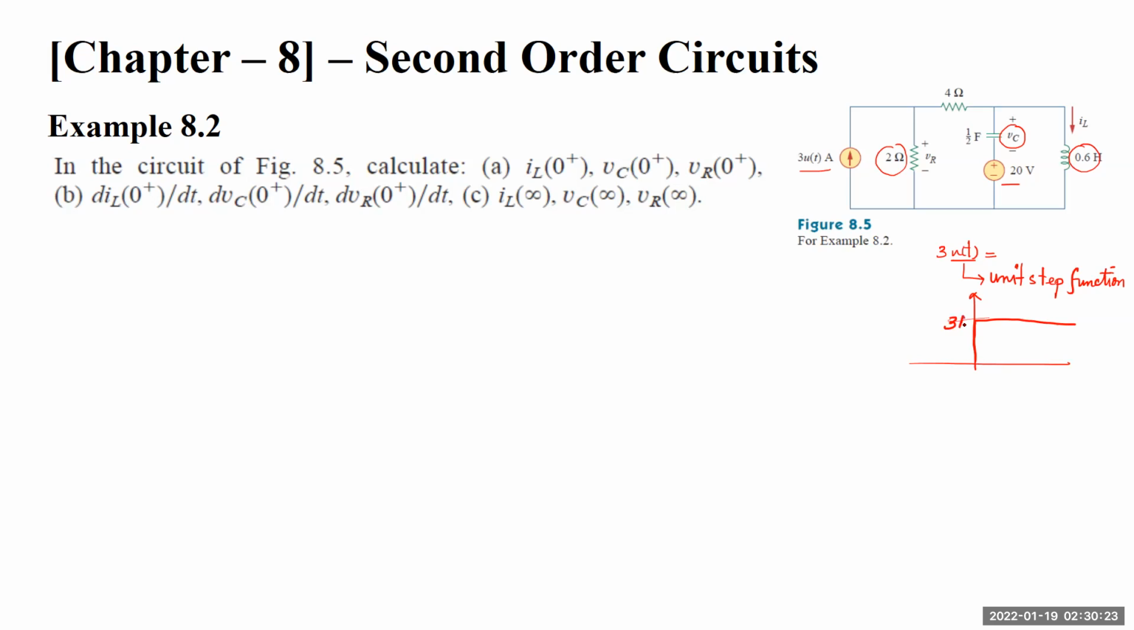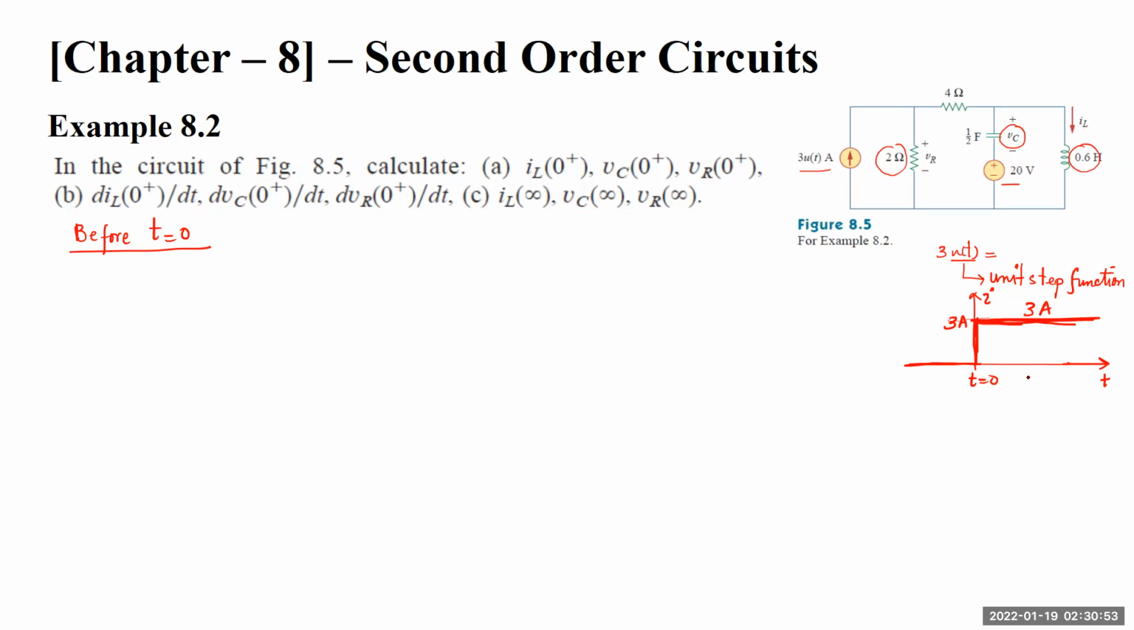So this is 3 amperes, this is the current I, and this is time, with t equals 0 here. Before time t equals 0 there is no current in the source, and after time t equals 0, the unit step function gives 3 ampere current that flows till infinity. Okay, so let's draw the circuit before time t equals 0.